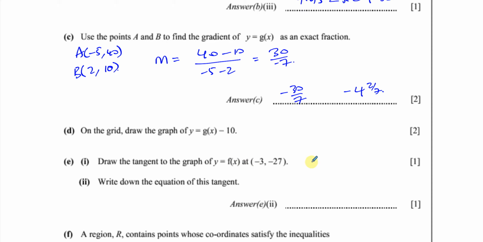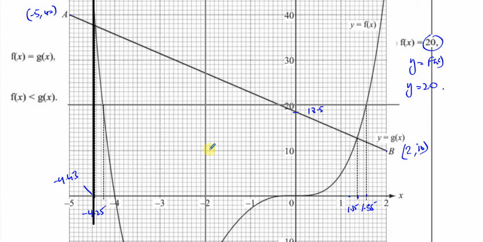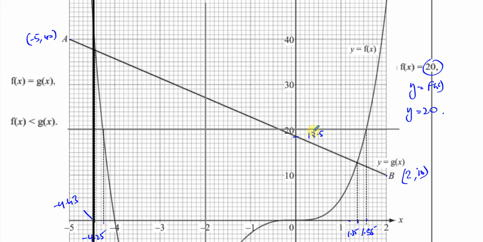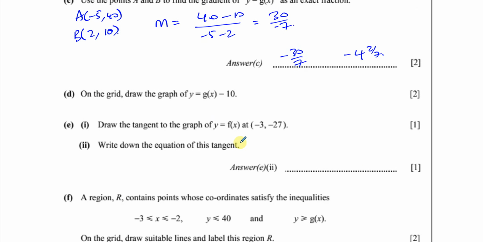Then it says on the grid, draw the graph of y equals g of x minus 10. So basically we need to draw the line y equals g of x minus 10. It's going to have the same gradient as this graph, but it's going to be 10 units below this graph. If you take away 10, you're taking away 10 from the y values. So y equals g of x minus 10 is like taking away 10 from all the y values. The whole curve drops by 10 spaces.